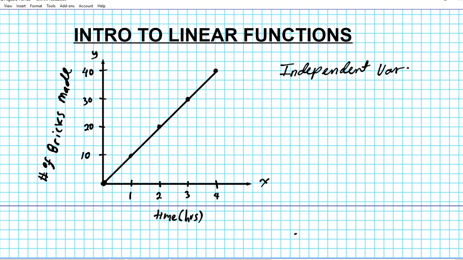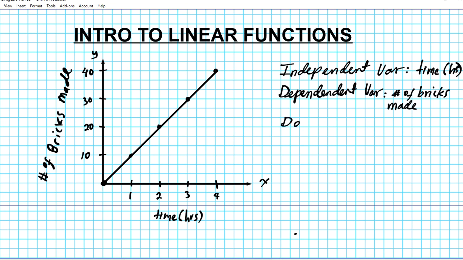So the independent variable in this problem is the time in hours. Okay, also think about the independent variable as the x-axis. Now that we know the independent variable, what is the dependent variable? The dependent variable is the y-coordinate, the y-axis, which is the number of bricks made. So the number of bricks made is dependent on the amount of time given. Okay?